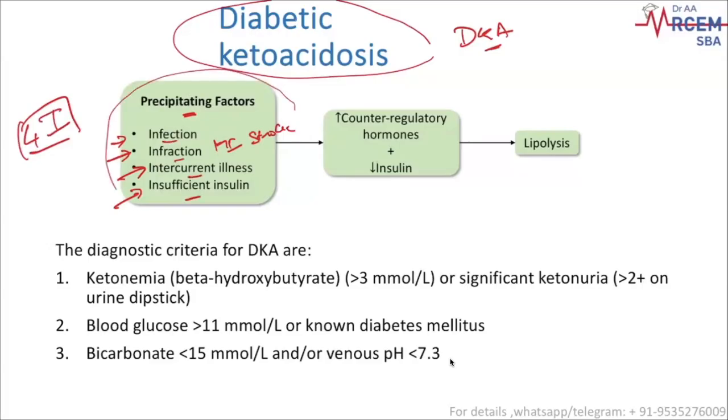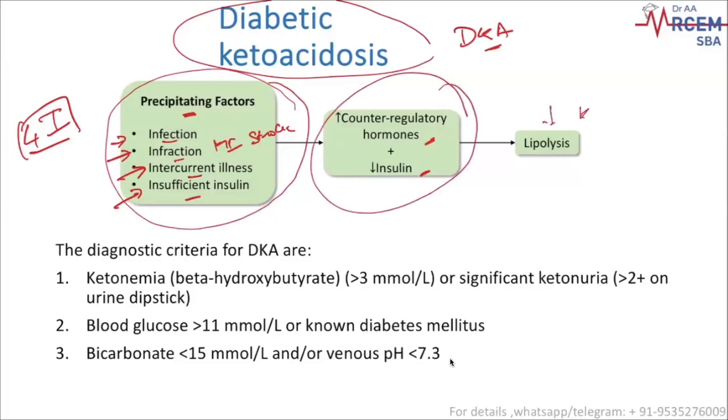Whenever there is a precipitating factor, what will happen? There will be an increase in counter-regulatory hormones and a decrease in the insulin. This will result in breakdown of the fatty acids, resulting in formation of ketones. This is the basic pathophysiology of diabetic ketoacidosis. Ketones are nothing but acid.